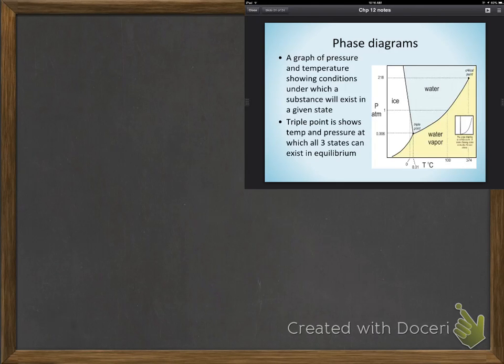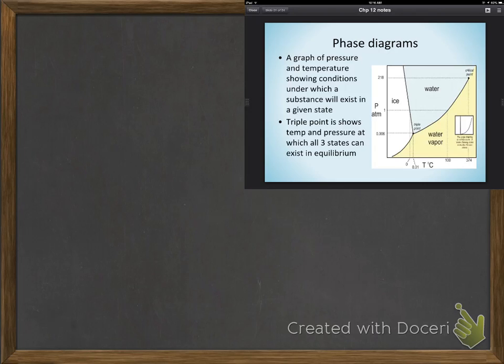Okay, so this is a phase change diagram. This is straight out of your notes. And remember how we said any substance can exist in any of those phases? It's all about pressure and temperature. The phase change diagram shows the relationship between temperature, pressure, and state. So we can look at a phase change diagram. This happens to be a phase change diagram for H2O.